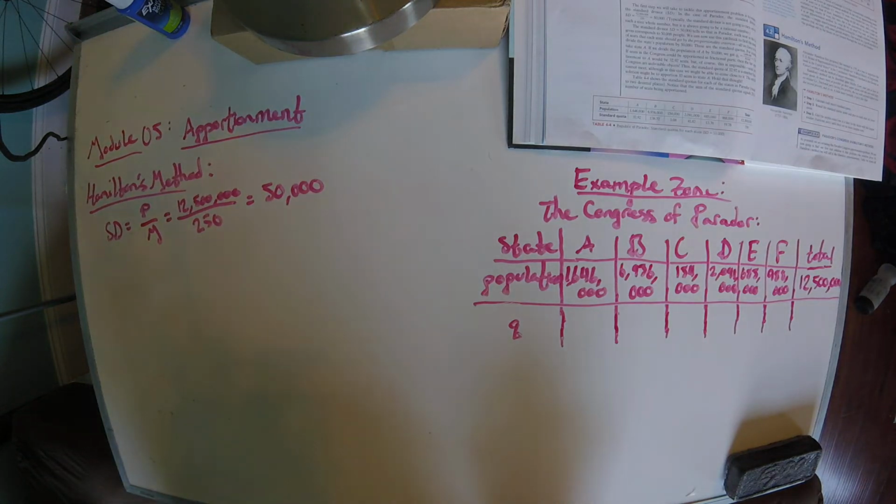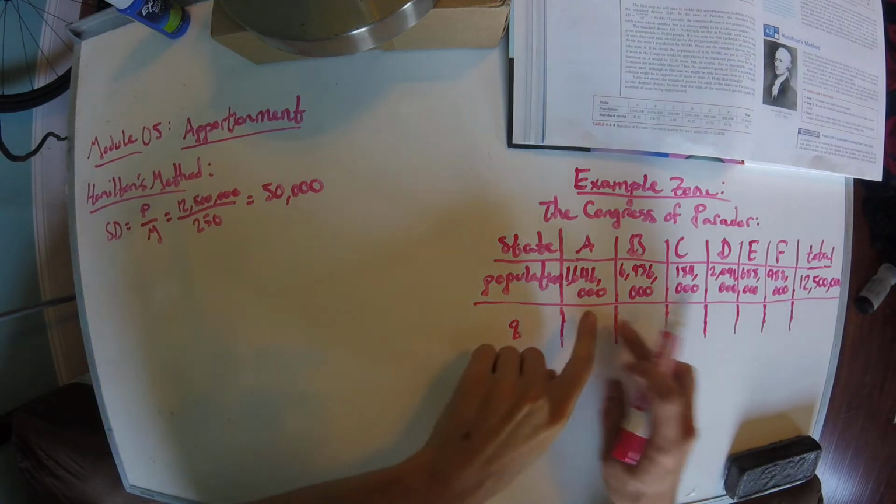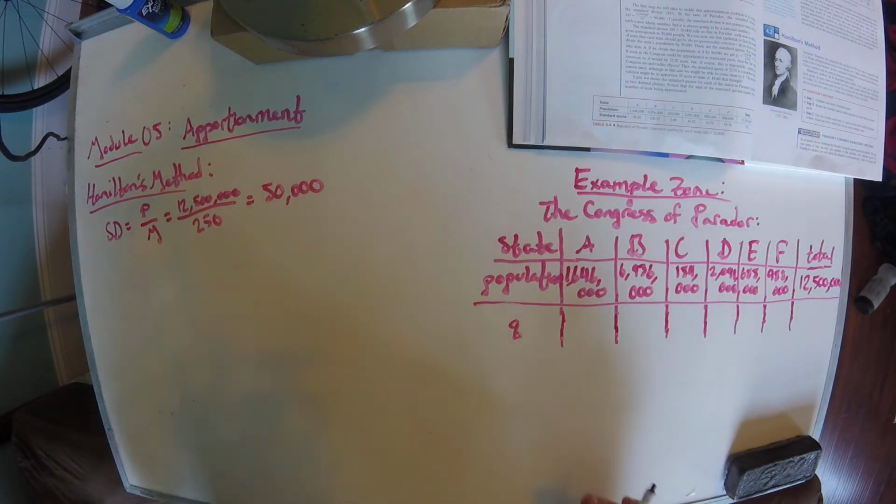And now computing the standard quota for each of them, we just divide each of the populations by the standard divisor, 50,000.